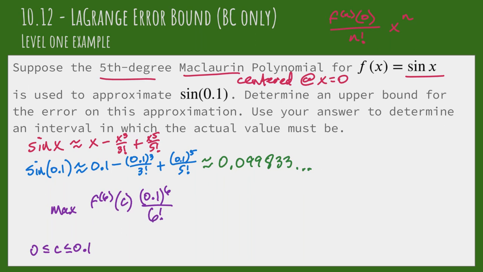And so let me mark this here. So this 0.1 to the sixth over 6 factorial, that's going to be positive, so I don't need absolute values.